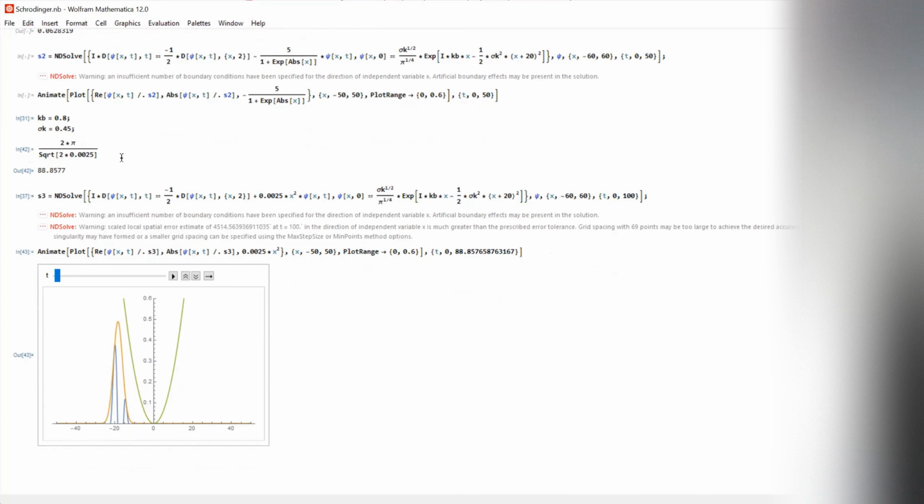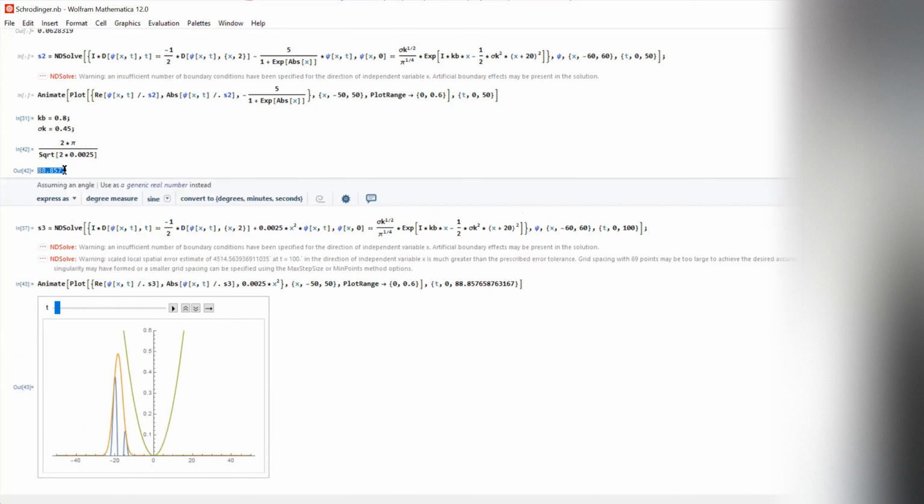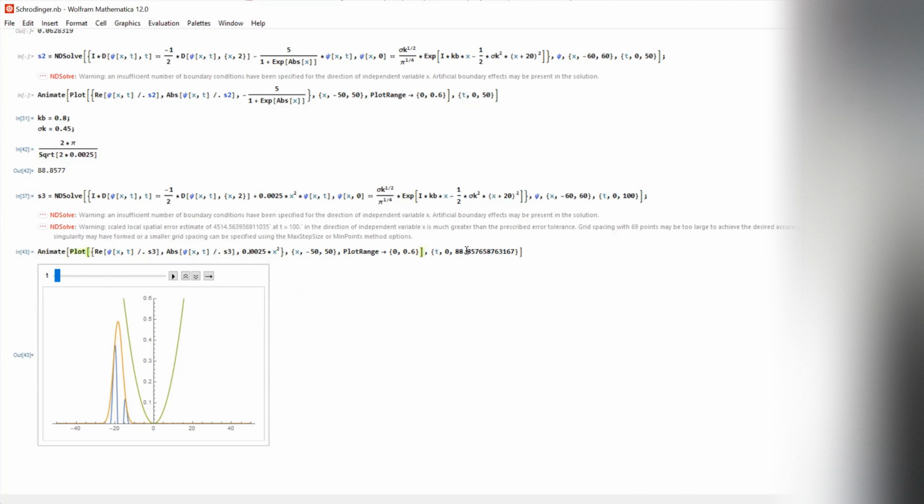It's 2 pi divided by this omega, the classical frequency. So if this is k over 2, then k is equal to 0.0025 times 2. This is the square root of k, and I'm setting m equal to 1. So this is 2 pi divided by omega, and it's 88.8577. That's the time. So if I plot this solution from 0 to 88 point, the classical period, it should go through a full loop, right?